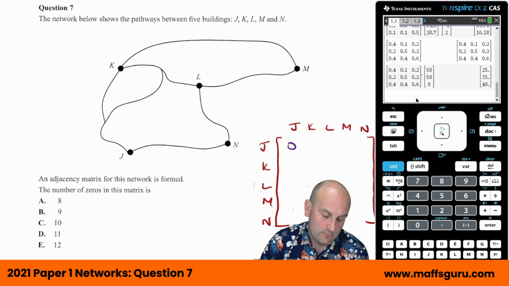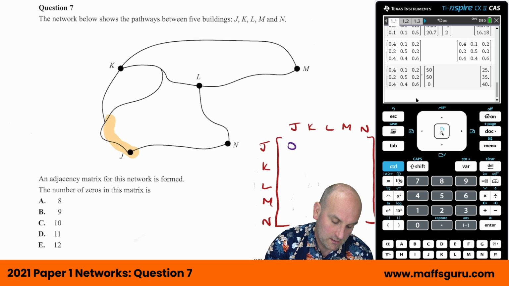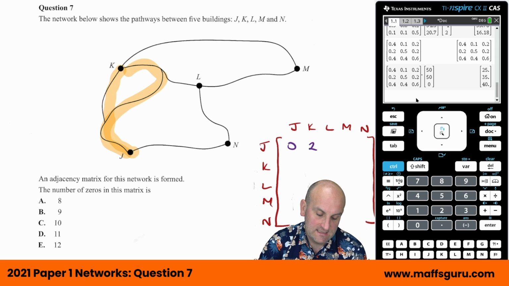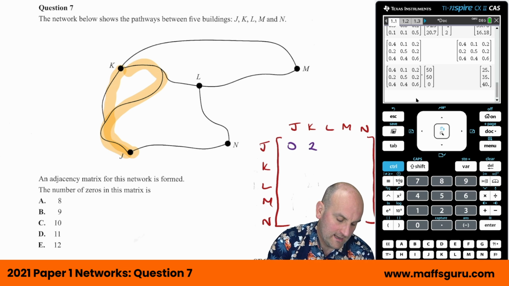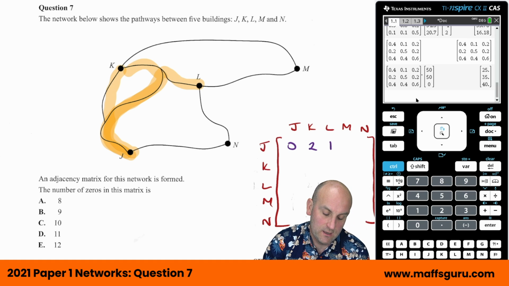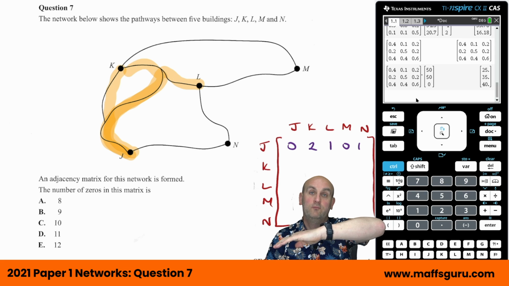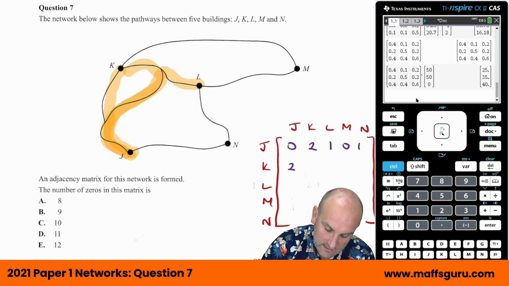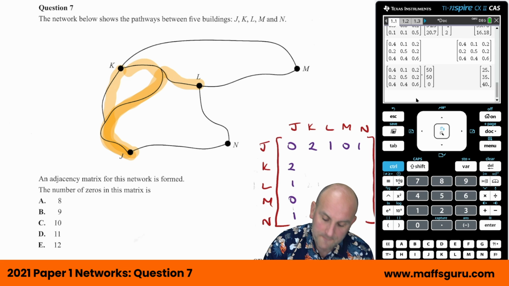J to K. Well, J to K, you can go 2 ways. You can go that way, or you can go that way. So I put a 2 there. J to L, there was only one way in which to be able to do that. J to M, there is no direct path from J to M, so that was 0. And J to N, there was 1. And what I know is that my rows become columns as well. So I just copied that down as 2, 1, 0, 1, and then I continue.